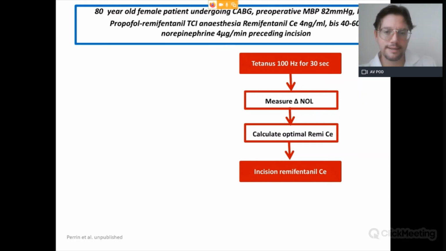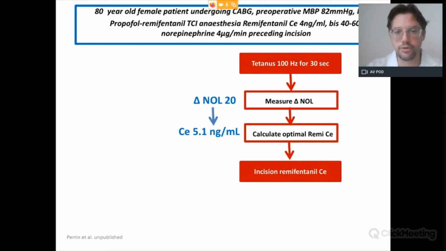So we apply this tetanic stimulation after intubation and after a period of no touch. And we see that the change in NOL index is 20. So from the formula of the previous population, we derive that the effect site concentration should be 5.1. Now, as everyone knows, cardiac surgery takes time to prepare. The surgeon has to arrive, and then the team has to prepare the drapes, etc. So it takes time. During that time, of course, we decrease the remifentanil to 2, keep BIS between 40 and 60, and we have to, in this patient, give some norepinephrine up to 4 micrograms per minute.